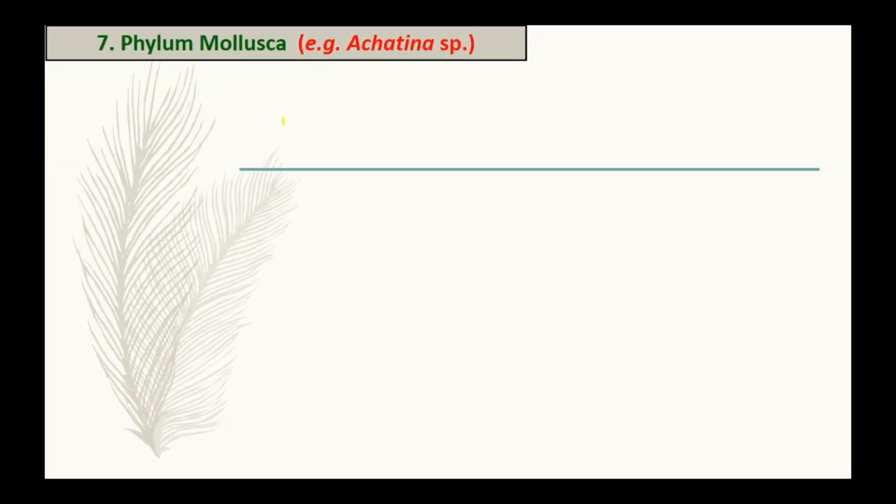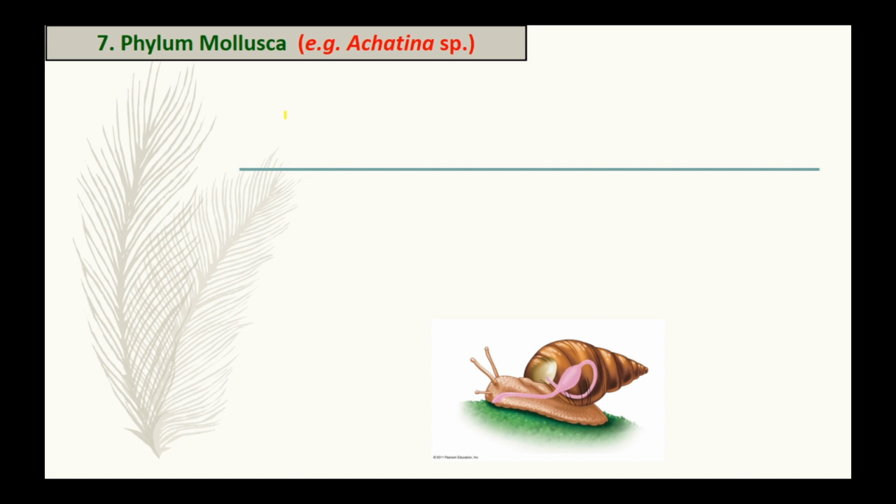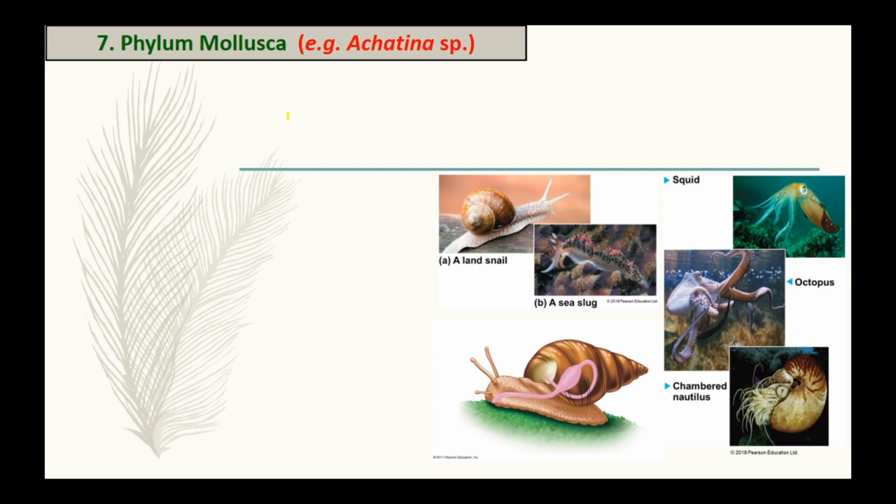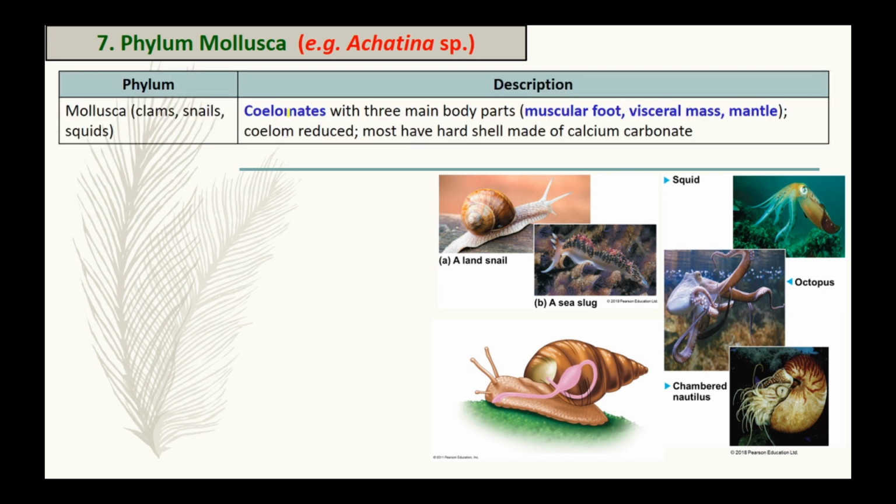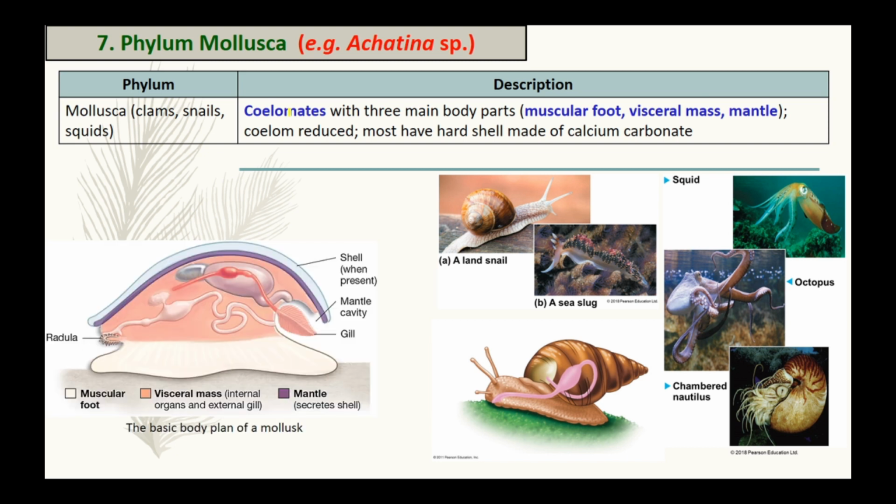The seventh phylum is Mollusca. The main example is Achatina sp, that is the snail. Other examples are squid and bivalvia. All of them have a soft body covered by a shell made of calcium carbonate. The body of Mollusca comprises three main parts: a muscular foot for locomotion, a visceral mass containing most of the internal organs, and a mantle containing glands that secrete the shell.